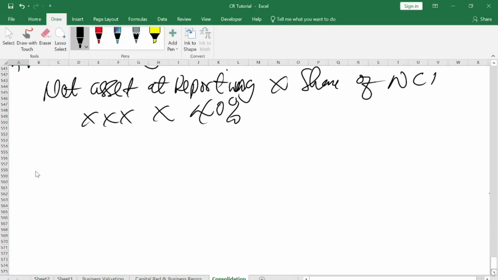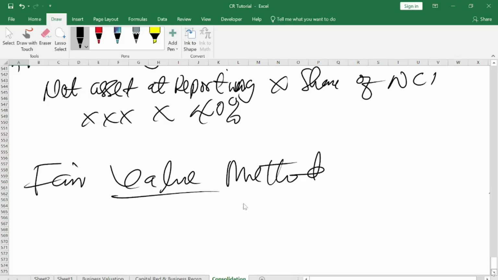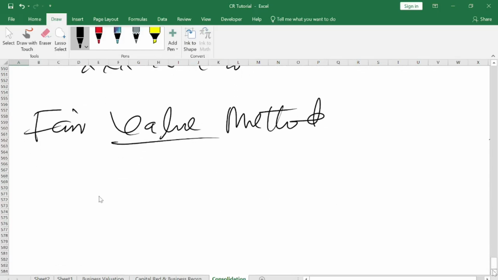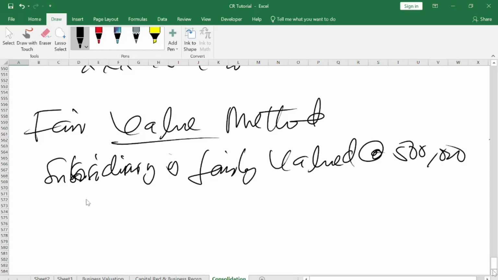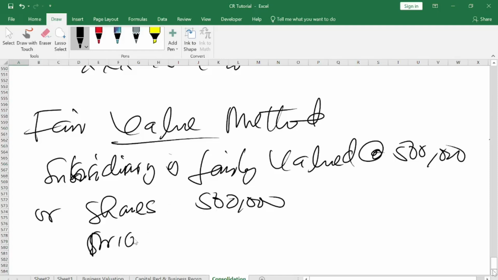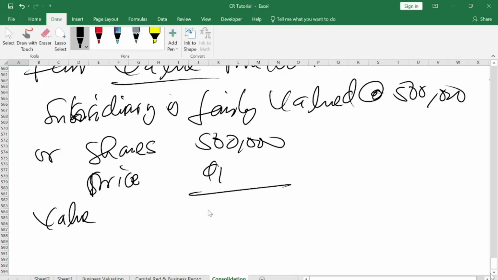Now let us look at the fair value method here. Under the fair value method, I've already explained that it means the subsidiary is fairly valued. As an example, maybe it has a number of shares of 500,000, and the share price is maybe 1 cedi. So simple, the total value of this one will give you 500,000.